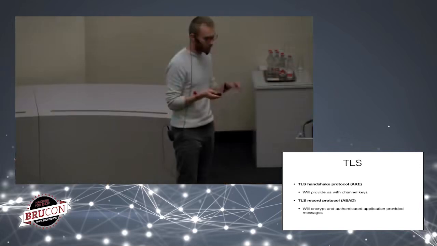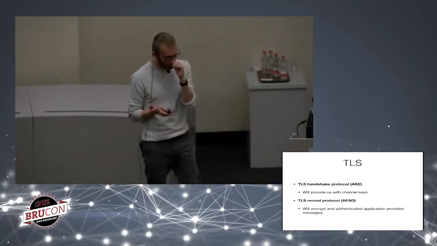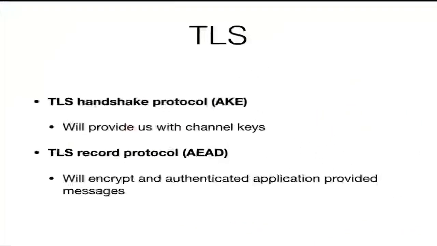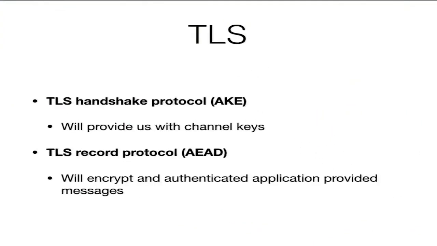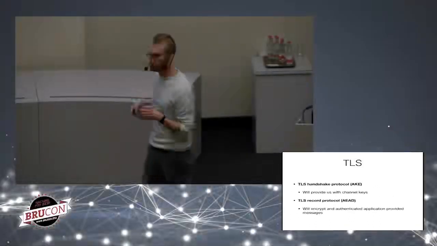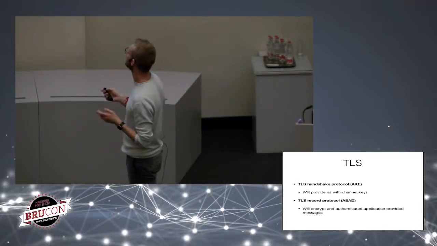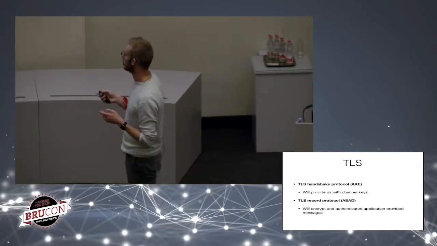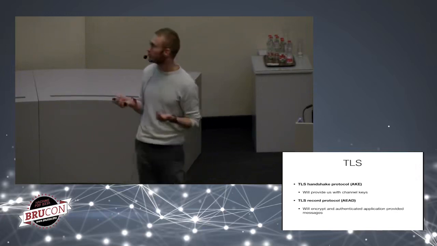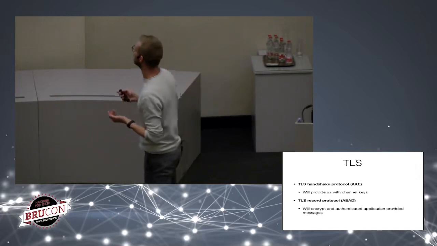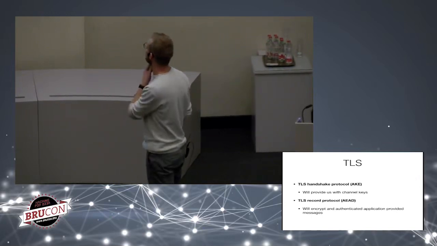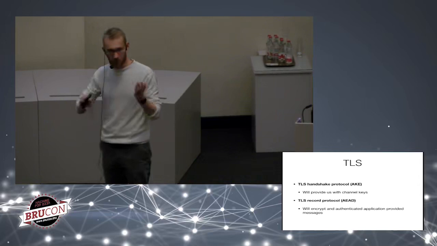So we will discuss quickly two available protocols. The first one will be TLS, which I assume most of you know, Transport Layer Security, used with HTTPS. TLS itself is made of two different protocols. The first is the TLS handshake protocol, which is basically the key exchange, which provides us with the channel keys. That's one protocol. And the second is the TLS record protocol, which provides us with AEAD capabilities, meaning that it will encrypt data provided from the application layer.